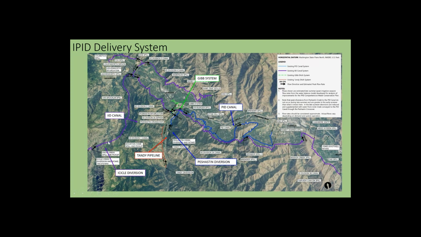So the lines that you're seeing on this map are canal locations. Starting down here in the lower left-hand corner, this is the Icicle diversion. This is where they divert up to 117 CFS off of Icicle Creek. And then it goes down the canal, and there's a couple of bifurcations here.